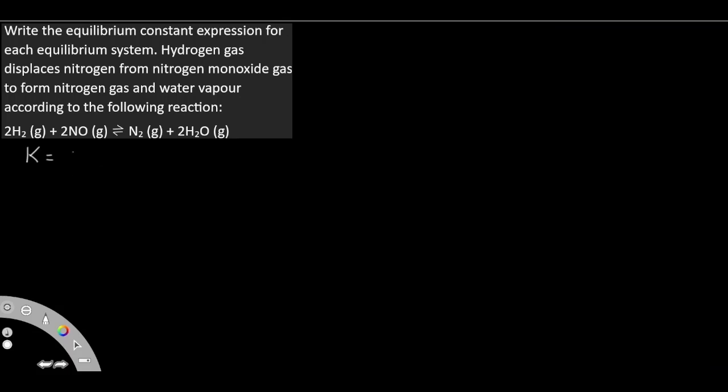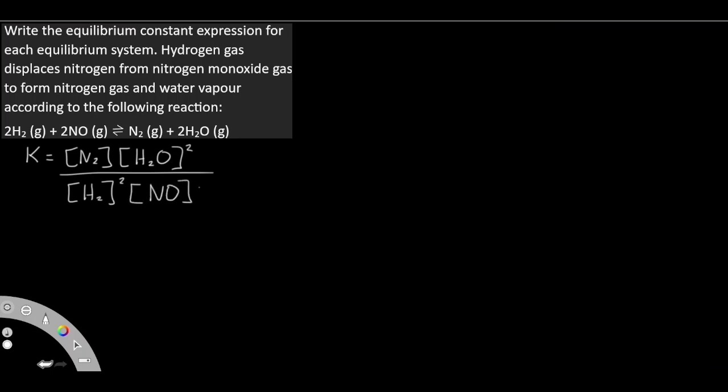So let's put our products. We have our N2, our first product over here. There is no coefficient there, so it's just a 1, or you can just leave it out. And then our H2O, 2, ends up going up there. And then we're going to divide by our reactants. So our first reactant, our H2, has a coefficient of 2. Let's put it up there. Same thing for our NO.